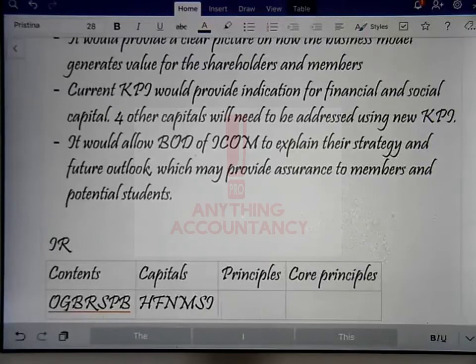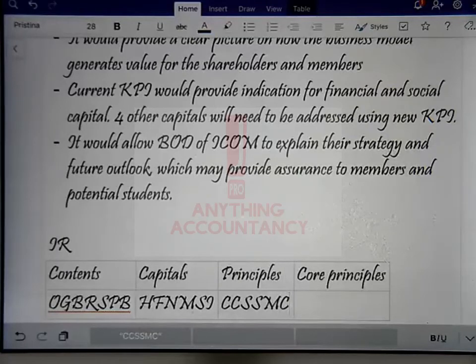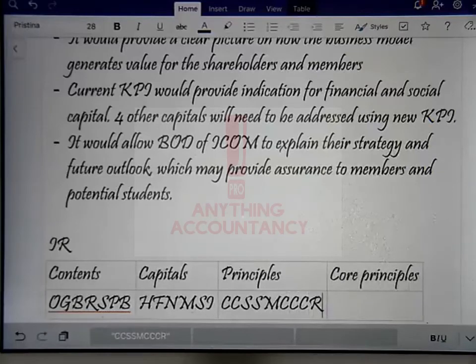Okay, principles, you got conciseness, connectivity, stakeholder and strategy, materiality. You need to make sure any material information is shown, stakeholder focus, strategy focus, concise, being connected, clear or not clear, you need to be also complete, comparable, consistent and relevant. There's a lot of things there, yes or no? And the last one, core principle, value creation, value generation. Right, clear now? How you generate value, the value creation process.